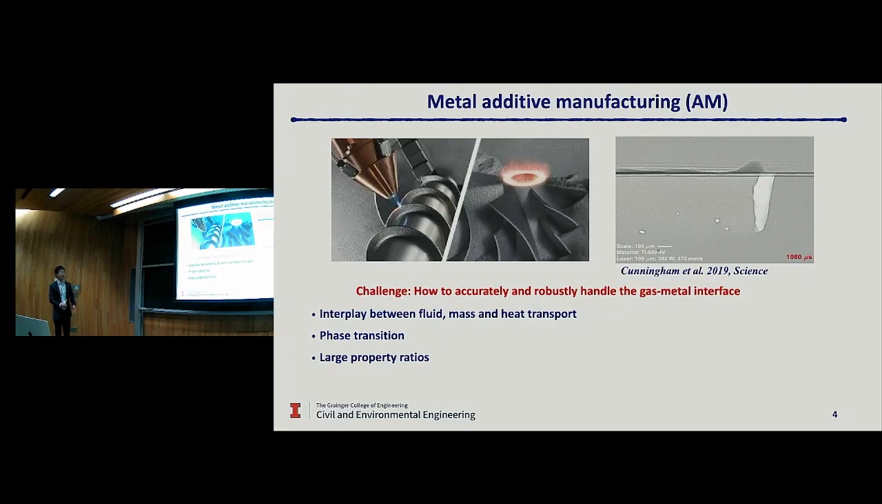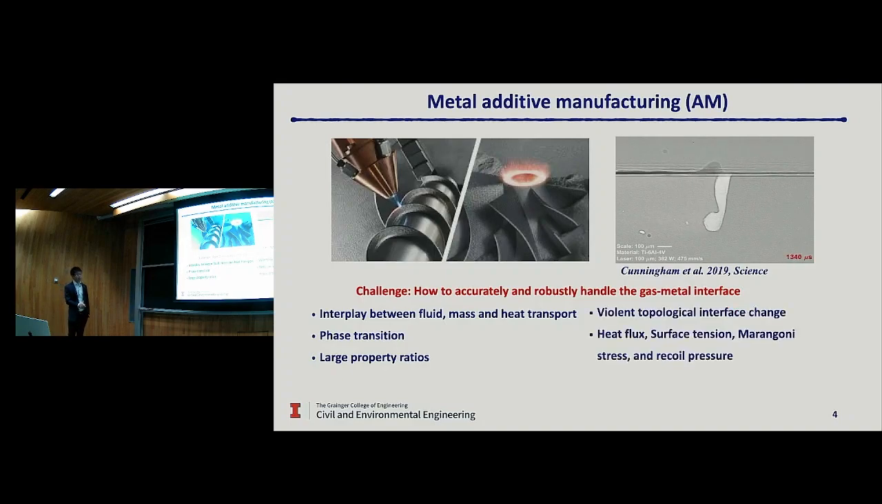The reason is that the gas-metal interface is the central location where the metal AM physics mainly take place. Across the gas-metal interface, you have the interplay between fluid mass and heat transport. You have phase transitions such as melting, solidification, and even evaporation. And you have very large property ratios across the material interface. And as you already saw from this video, the interface can go through violent topology changes.